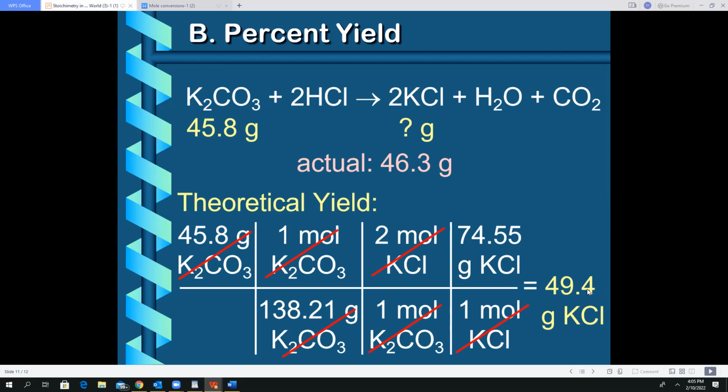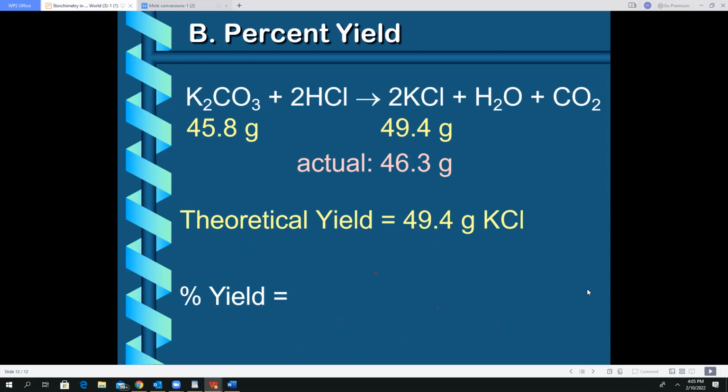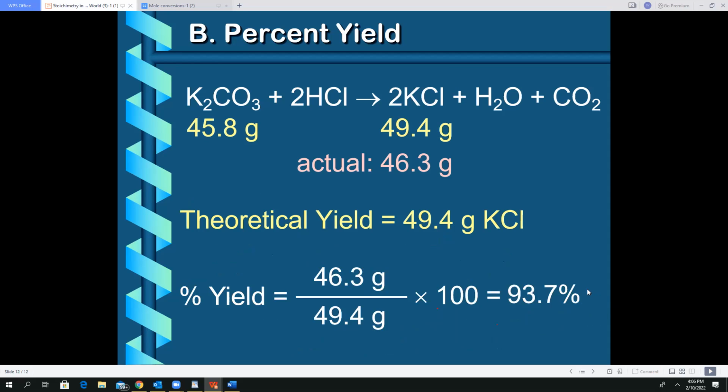So we ended up with 3 sig figs, and our percent yield is going to be the actual over the theoretical. So it's 46.3 over 49.4 times 100. And this is a very good yield, by the way, because it's 93.7.